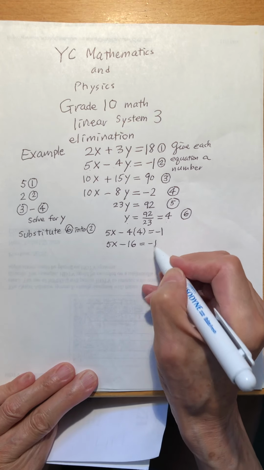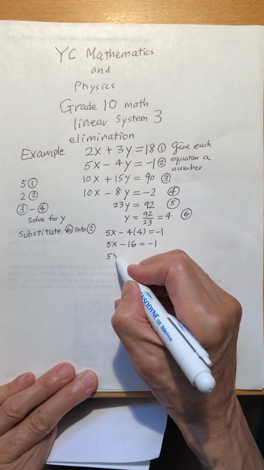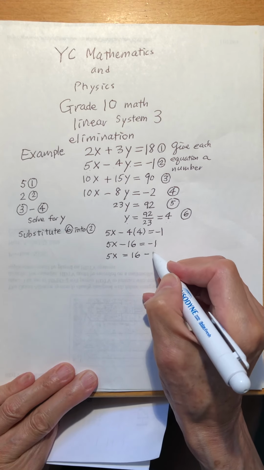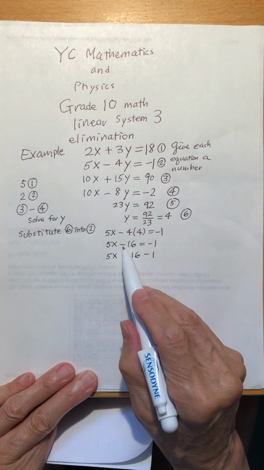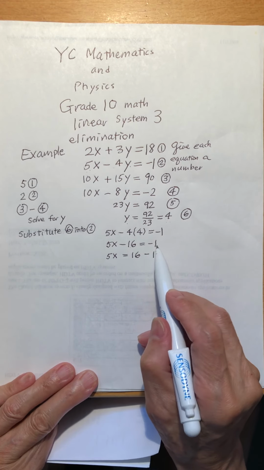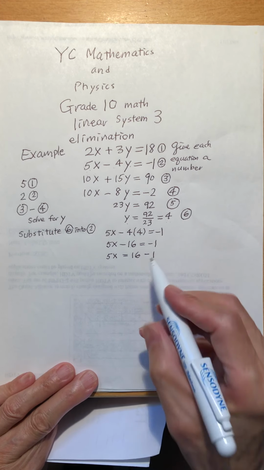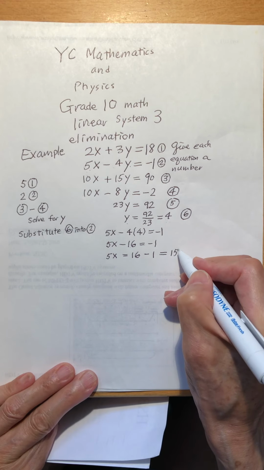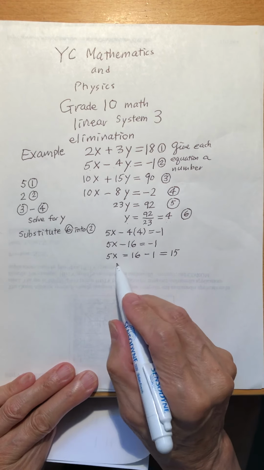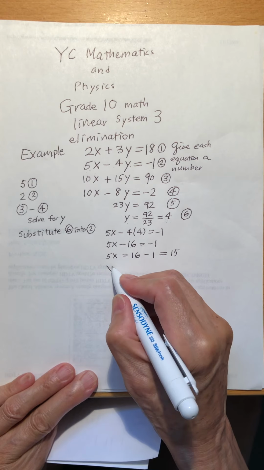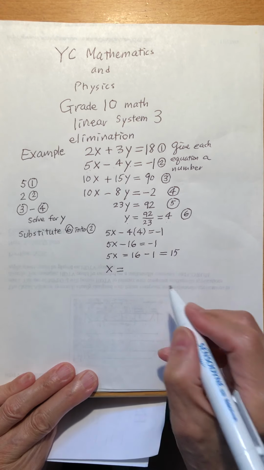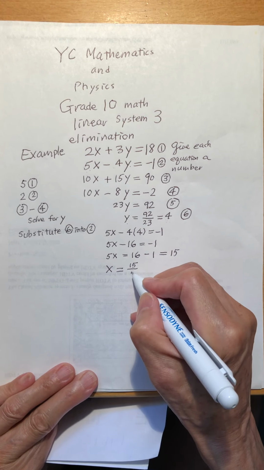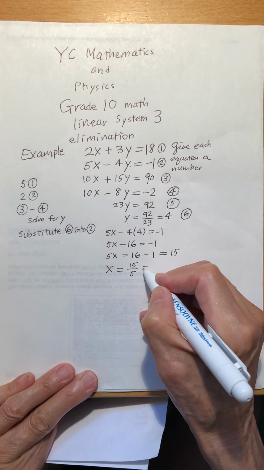Now I have 5x minus 4 times 4 is 16 equals -1, and I have 5x equals 16 minus 1. Move the -16 to the right-hand side, it becomes +16. So then I have 16 minus 1 is 15. Now I can get x. What is x? x is 15 divided by 5. And this is 3.